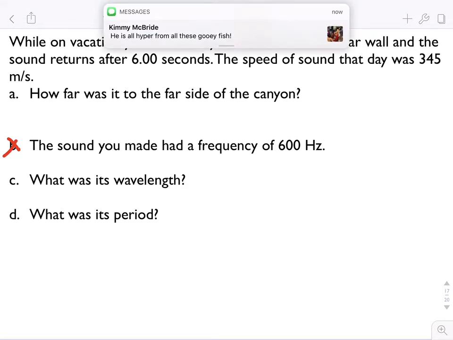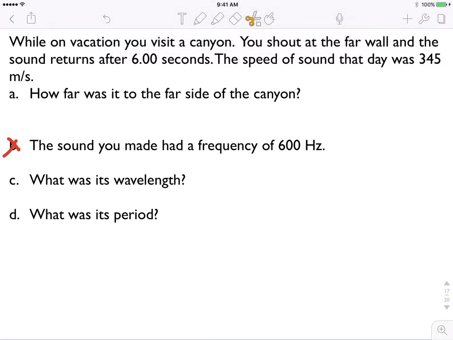And we're going to pick up with this one. While on vacation, you visit a canyon, you shout at the far wall, and the sound returns after 6 seconds. The speed of sound that day is 340 meters per second. How far was it to the far side of the canyon? And if the sound you made had a frequency of 600 hertz, what was its wavelength and what was its period? Okay, so let's take a look.